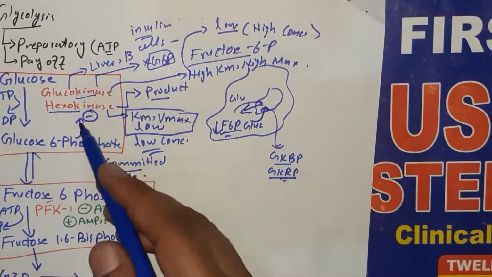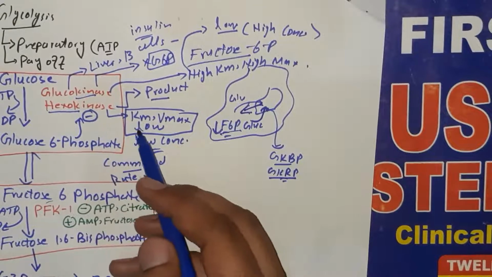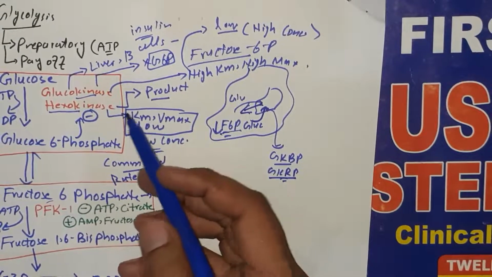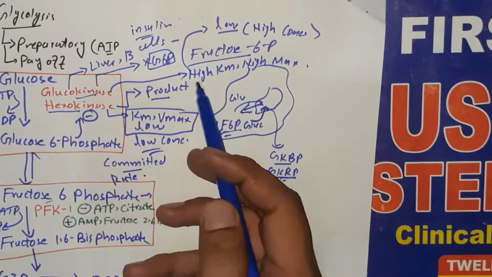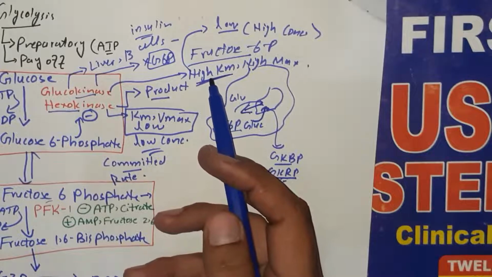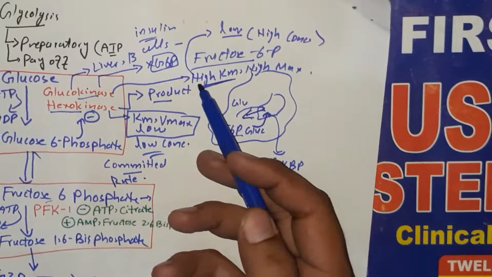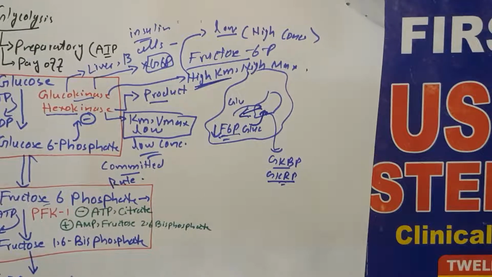Hexokinase has low Km and low Vmax, and it can bind effectively with a low concentration of glucose. While glucokinase has high Km and high Vmax, it means that its affinity for substrate is low, and it binds with substrate at higher concentration, and it acts as the insulin sensor, or plays a role in insulin secretion inside the beta cell of pancreas.